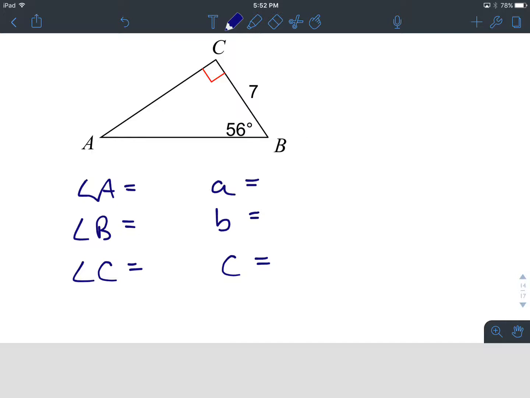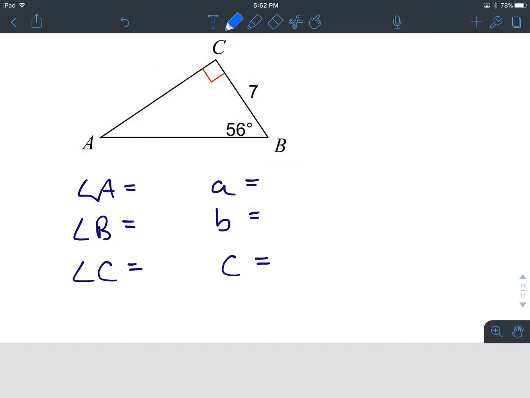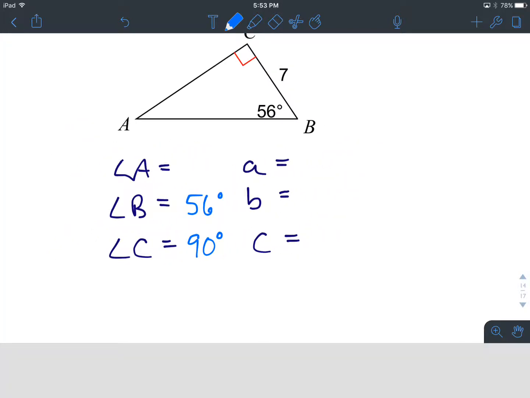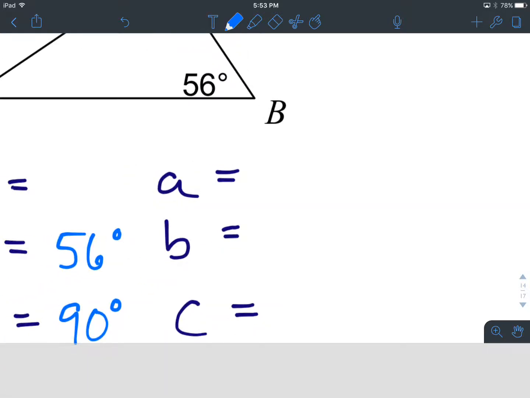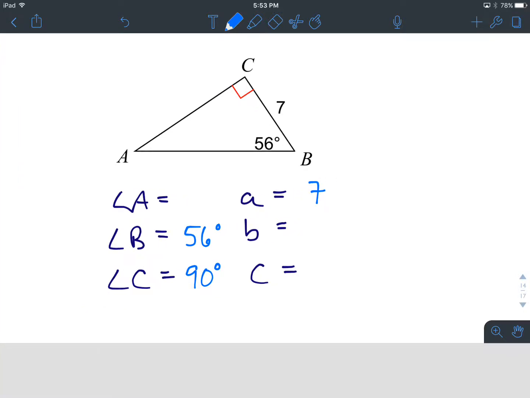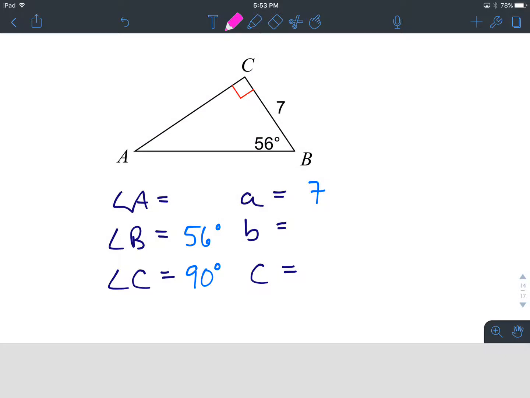Next thing I'm going to do is start to fill in pieces of information that I've been given. So I notice that angle C is equal to 90 degrees, and angle B is equal to 56 degrees. So there's a couple of angles that I've been given. I also notice that side little a is going to be 7. And that sums up what I've been given. Now that means that I've got 1, 2, 3 pieces of information remaining to get.